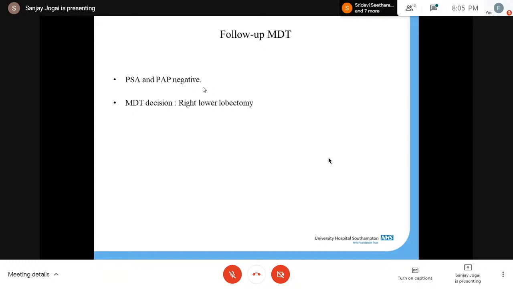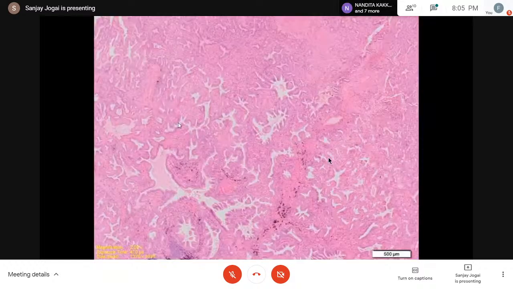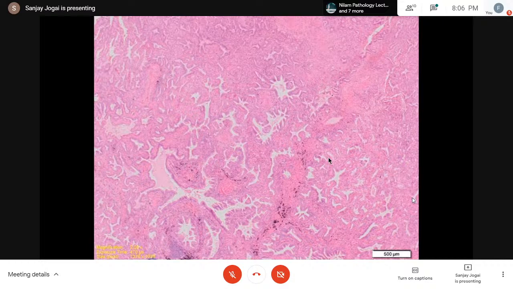I don't have the slides on that. So the MDT decided, okay, this is a new primary. We know the history of prostate. Let's go ahead and do a lobectomy. So a lobectomy was done. And as you can see, you'll be convinced that the core biopsy would have gone somewhere here because it's the same pattern that we are seeing. So we have got an ACNR pattern adenocarcinoma, no problem there.